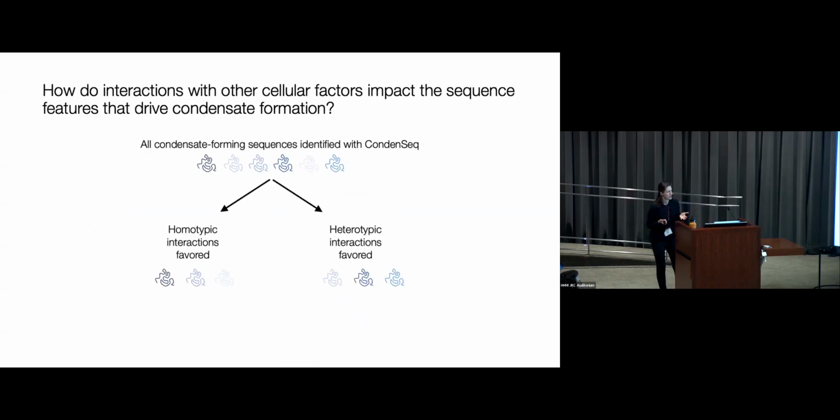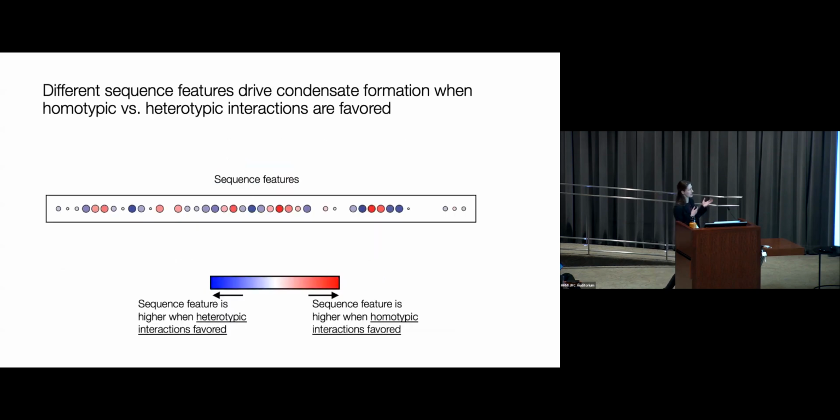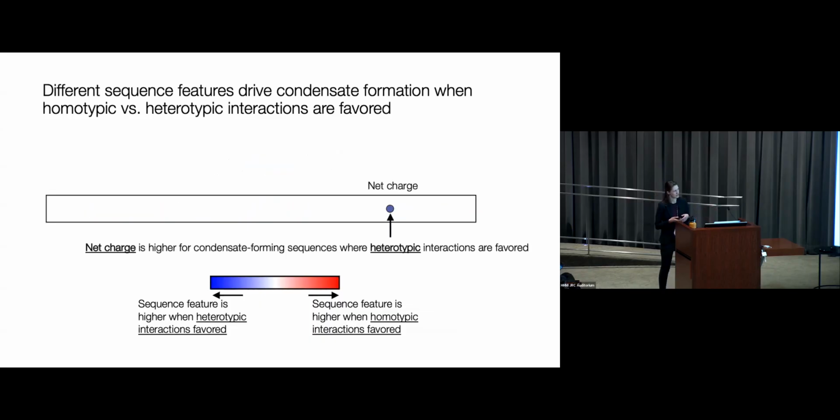We could then take all of our condensate-forming sequences that we identified with CondenSeq and split them into two groups. The first, where homotypic interactions are favored, and the second, where heterotypic interactions are favored. And then we can ask what's different about the sequences in these two groups. I'm showing here a dot plot of differences in sequence features between these two groups. Red indicates a sequence feature that's higher when homotypic interactions are favored. Blue indicates a sequence feature that's higher when heterotypic interactions are favored. I just want to highlight two sequence features. The first, net charge. Net charge tends to be higher for condensate-forming sequences where heterotypic interactions are favored, suggesting that higher net positive charge is driving condensate formation through interaction with other factors inside of the cell.